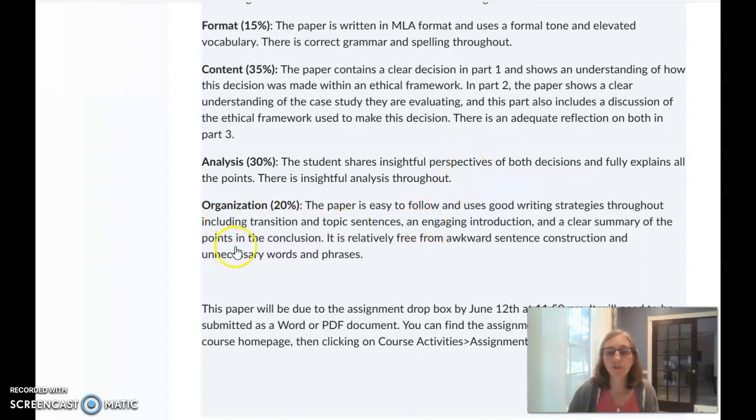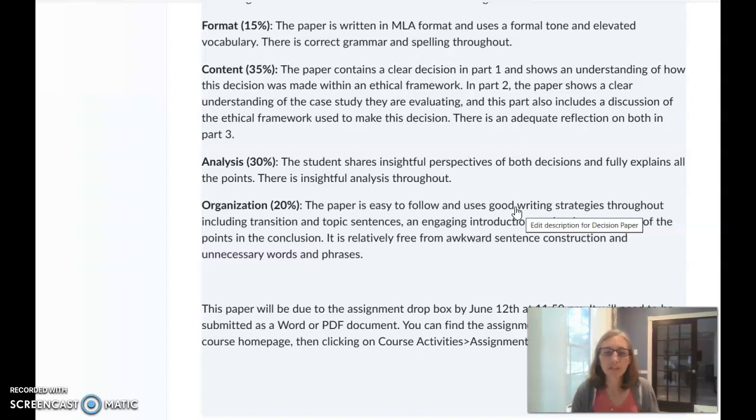The last part is organization, and this gets at what I hope you learned in 1301, which is how to organize a paper. I should see topic sentences, so the very first sentence should tell me what that paragraph is about. I should see an engaging introduction, something that engages the reader right away, like a story or a question, and I have a link and something I'll show you in a minute. Your conclusion should be a summary and end with a definite conclusion or reflection: so what did you learn from all this?